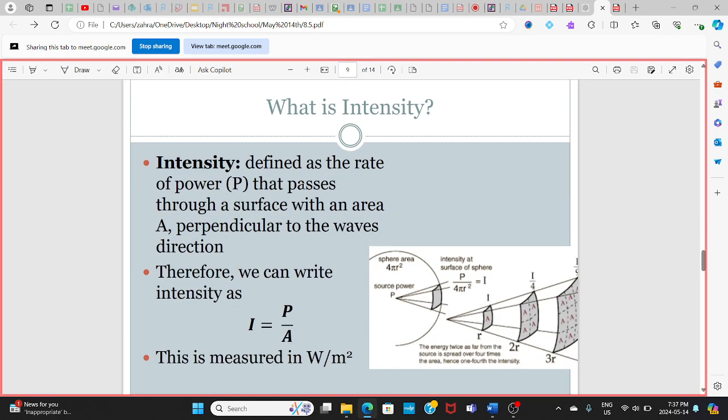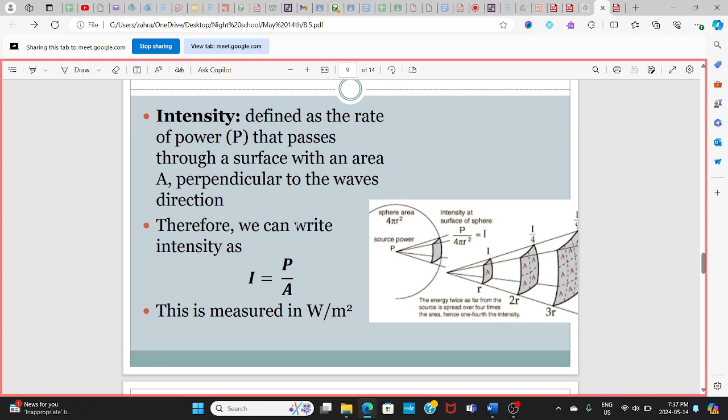Now, the next thing we do is: what is intensity? Intensity is defined as the rate of power that passes through a surface with an area A, perpendicular to the wave's direction. So it's kind of energy per time, or power. It's power per unit area. The unit of intensity is watts per meter squared.